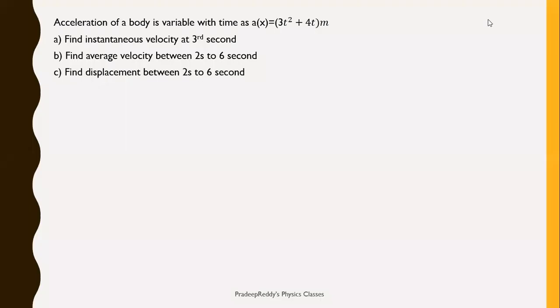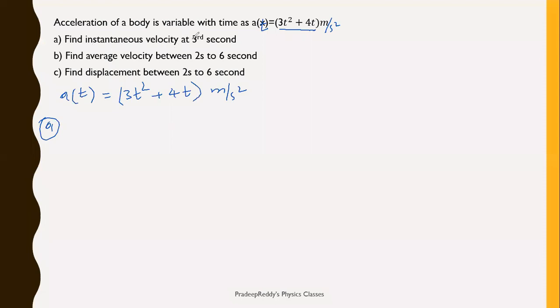Now let us solve one more problem based on the same concept. Here in this particular question it is mentioned that acceleration of a body is variable with respect to time. I'm sorry, in the question there is a typing mistake. Acceleration is given as a of t is equal to 3t square plus 4t meter per second square. This is the function given to you in the problem. You are now supposed to find out question A.